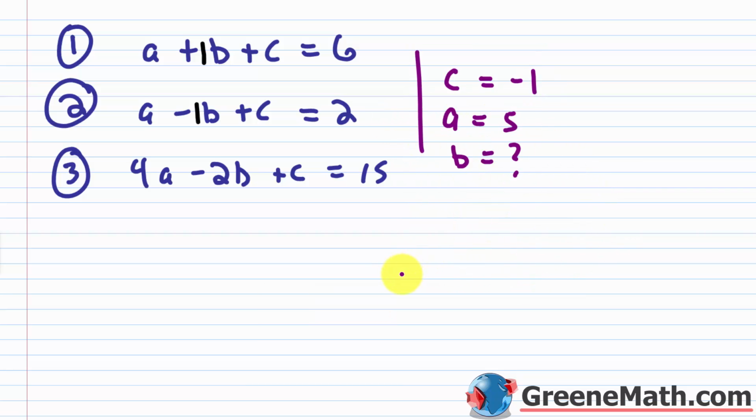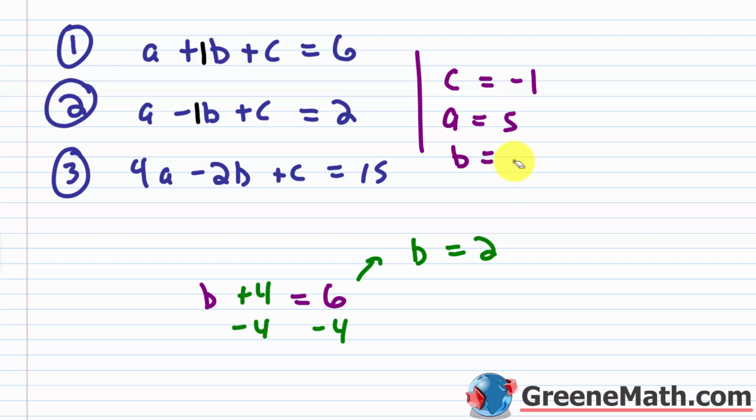What I'm going to do is plug into, again, either 1, 2, or 3, doesn't matter, to figure out what b is. The easiest equation looks like equation 1. So I have an a value of 5 plus b plus a c value of -1, so let's just write -1. And this equals 6. So 5 minus 1 is 4. So we'll say that this is b plus 4. I'm going to subtract 4 away from each side of the equation and find that b is equal to 2. So b is 2.